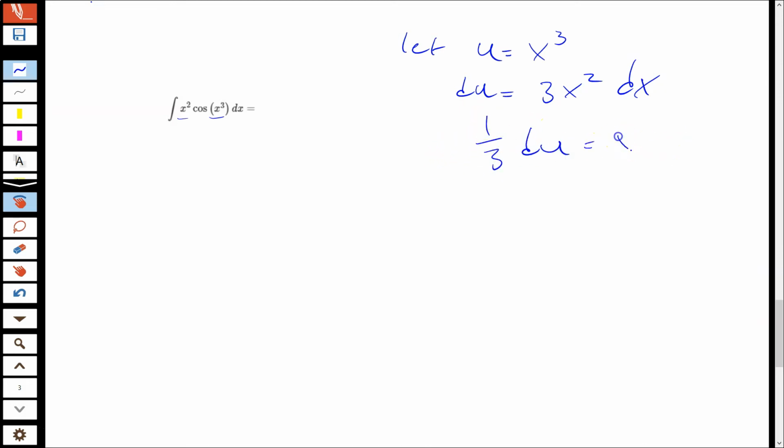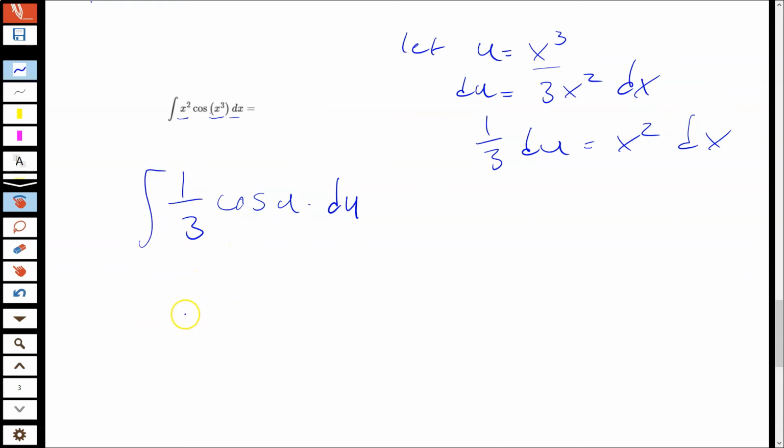So notice I have x to the third inside the cosine, and conveniently I have a derivative of an x to the third type function outside. That's my cue that I should use a u substitution, so I'm going to let u equal x to the third, du equals 3x squared dx. Okay, and then I'm going to say 1/3 du equals x squared dx. Now I can substitute, right? So x squared dx is 1/3 du. Cosine of x to the third, well, that's cosine of u.